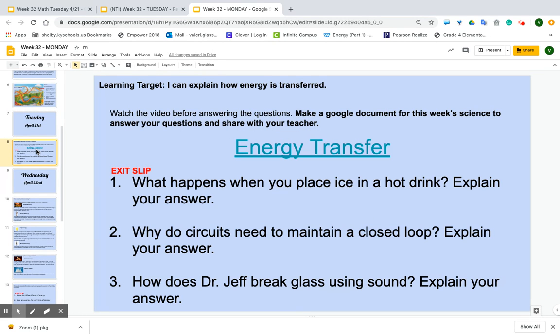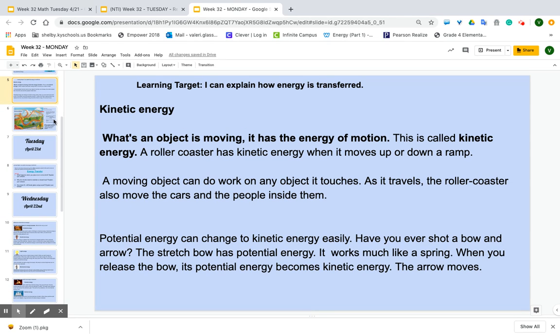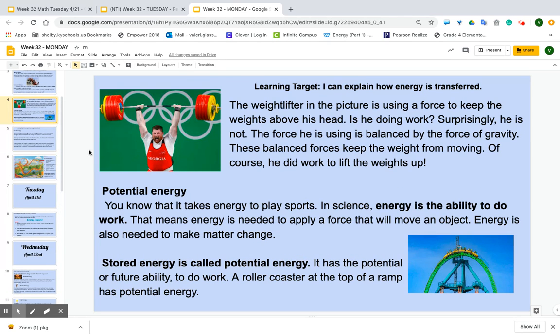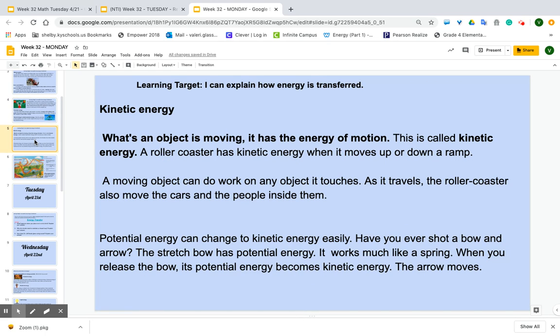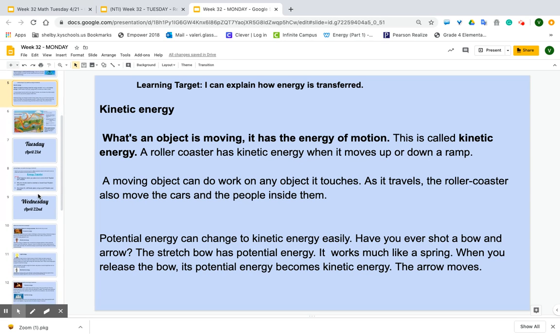So yesterday we talked about kinetic energy and potential energy. And let's go back up here and look really quick. We said that potential energy is energy that you're not using yet, but you have the potential to use it. So it's at rest. But when an object starts moving, then it's kinetic energy because kinetic energy is moving. So that was yesterday.